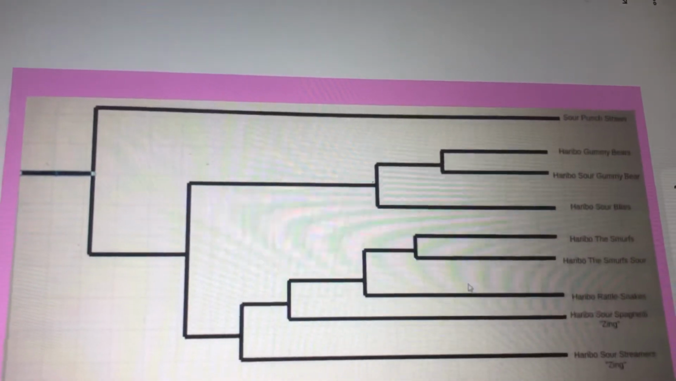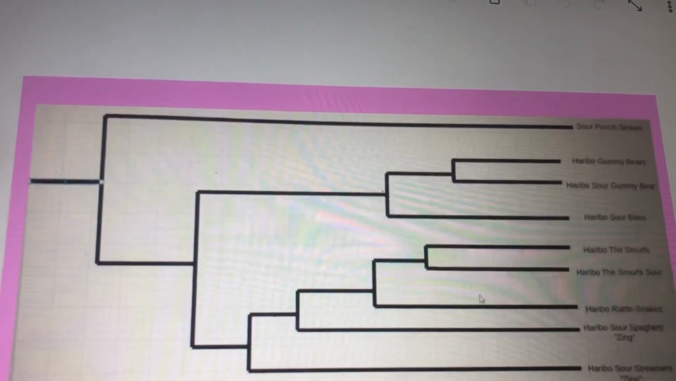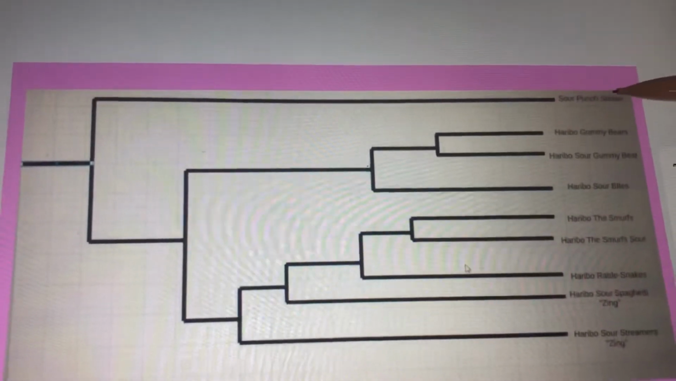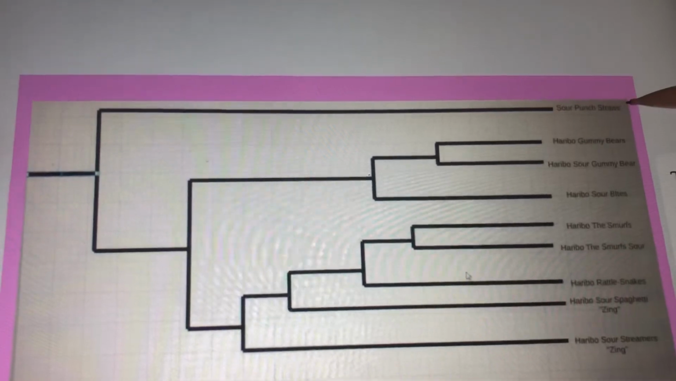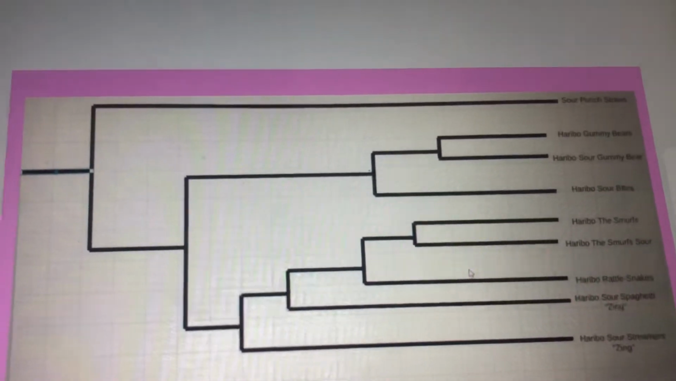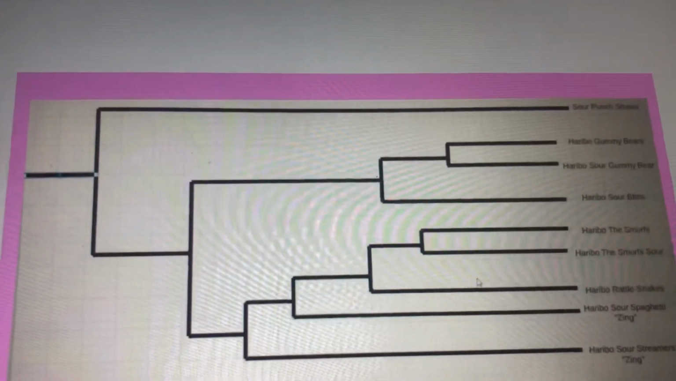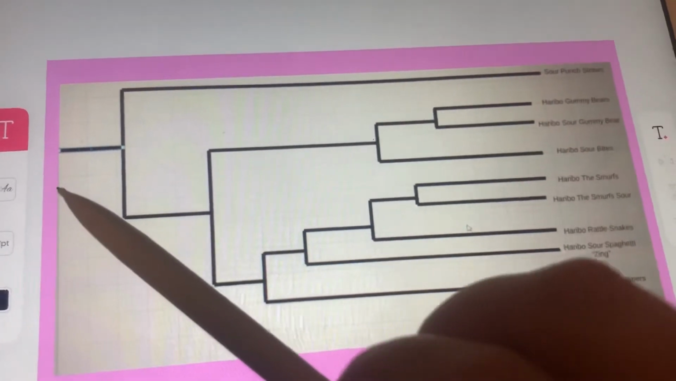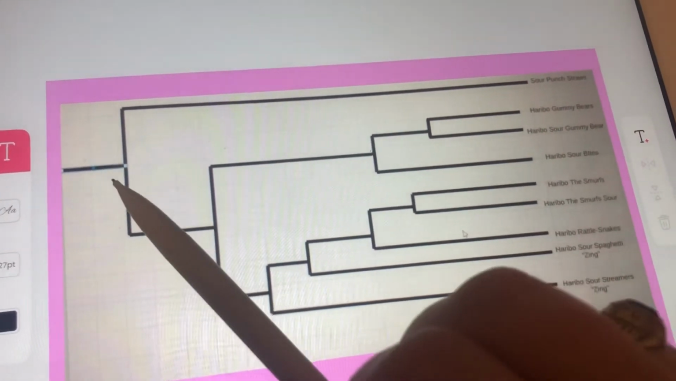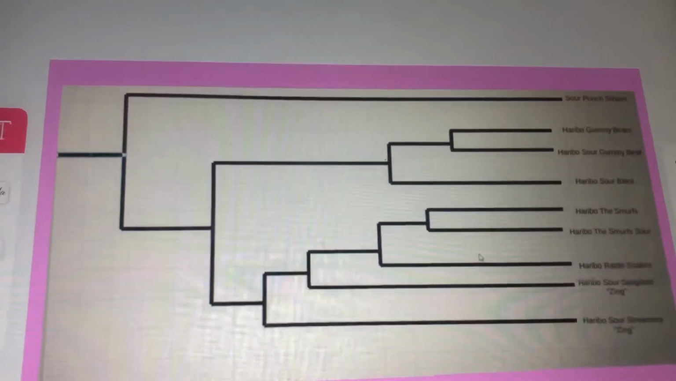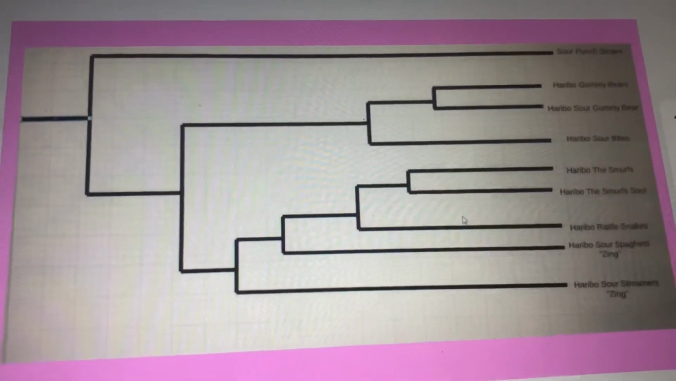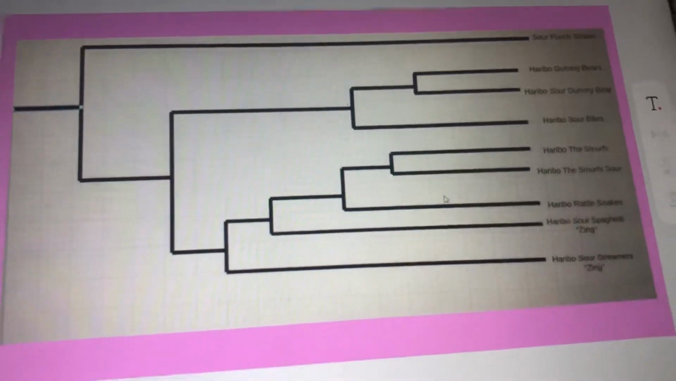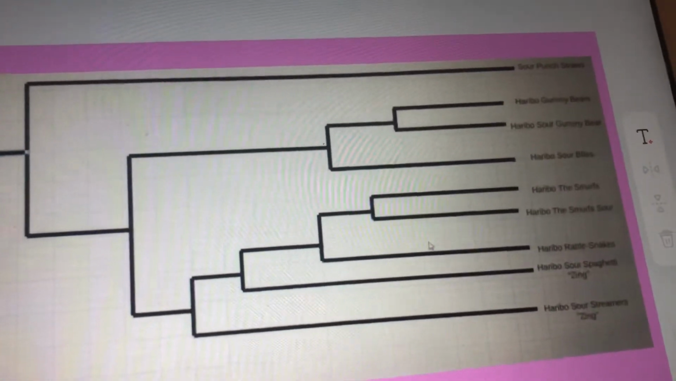The outgroup is an OTU that is known to have diverged earlier than all the other OTUs, which is true because, like I stated, you can't find sour punch straws that aren't sour. They're all going to be sour. The outgroup roots the tree such that all other OTUs share a common ancestor, which the common ancestor shared here is citric acid, gelatin flavoring, and then the coloring by various coloring agents, whether that's food coloring or using natural coloring from the actual fruits that they use themselves.